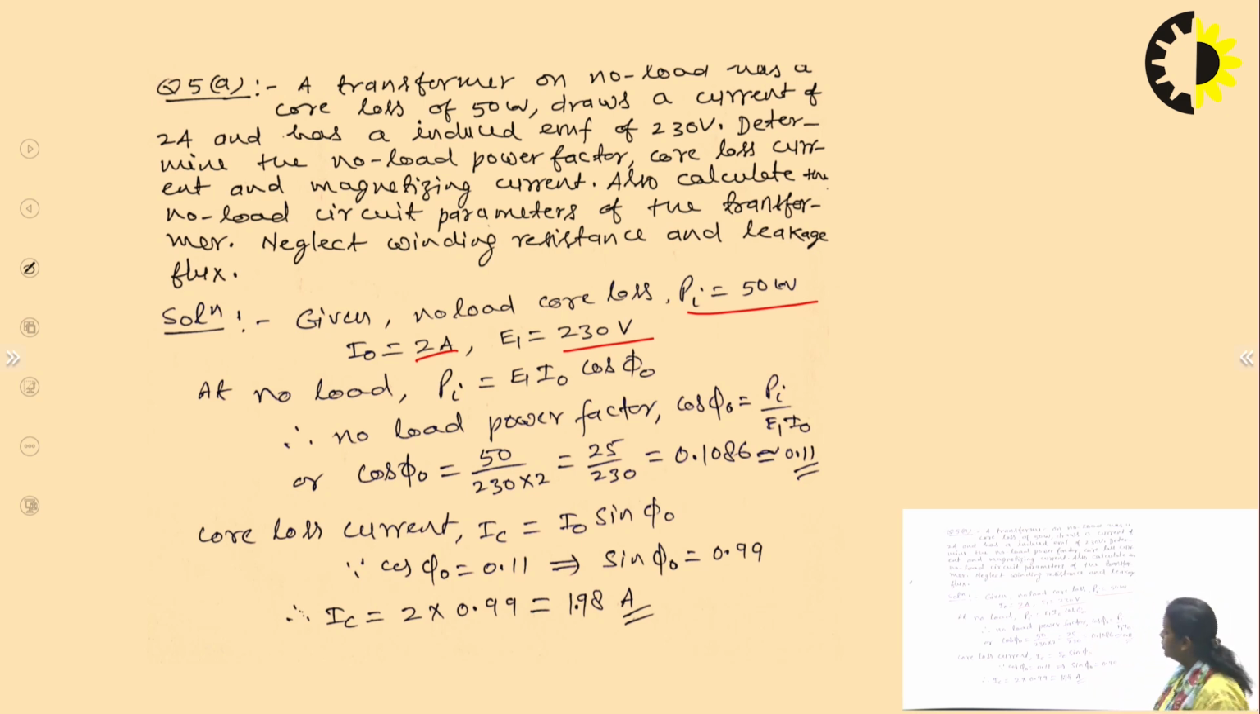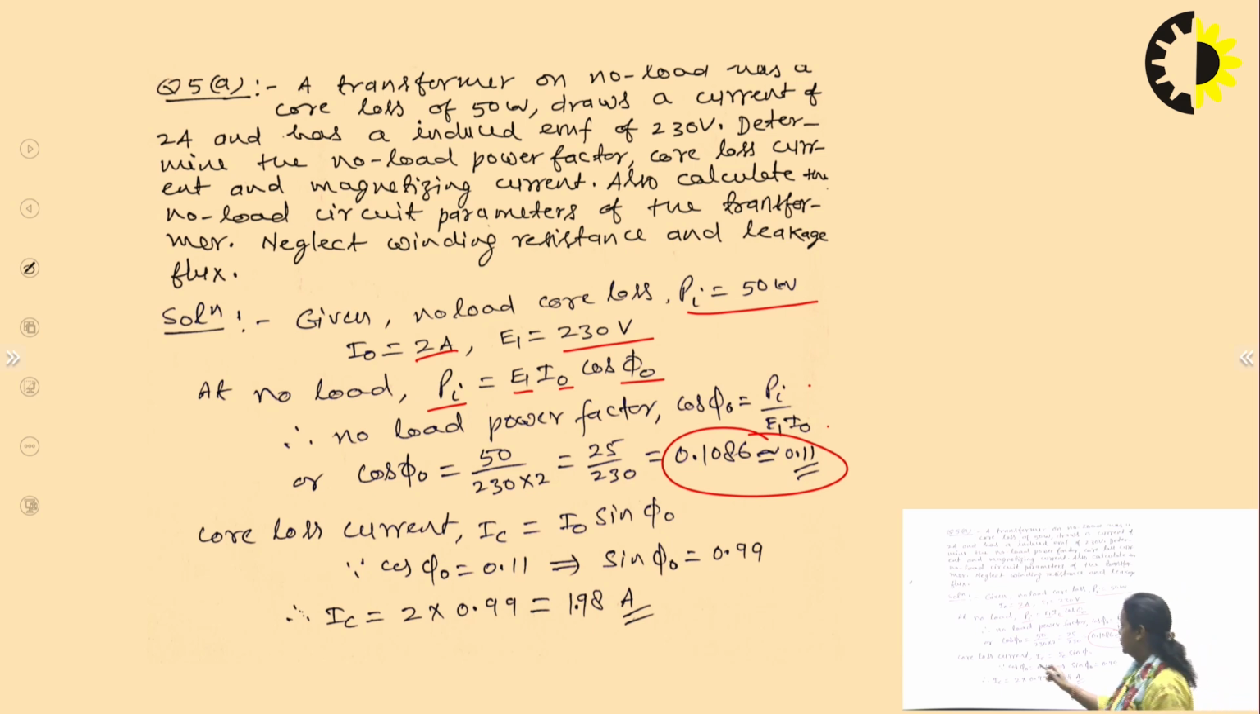So at no load we know that the iron loss Pi will be equal to E1 I naught cos phi naught. So the no load power factor can be found by this formula: cos phi naught equals Pi divided by E1 I naught. So here we are getting this power factor as 0.1086, right?